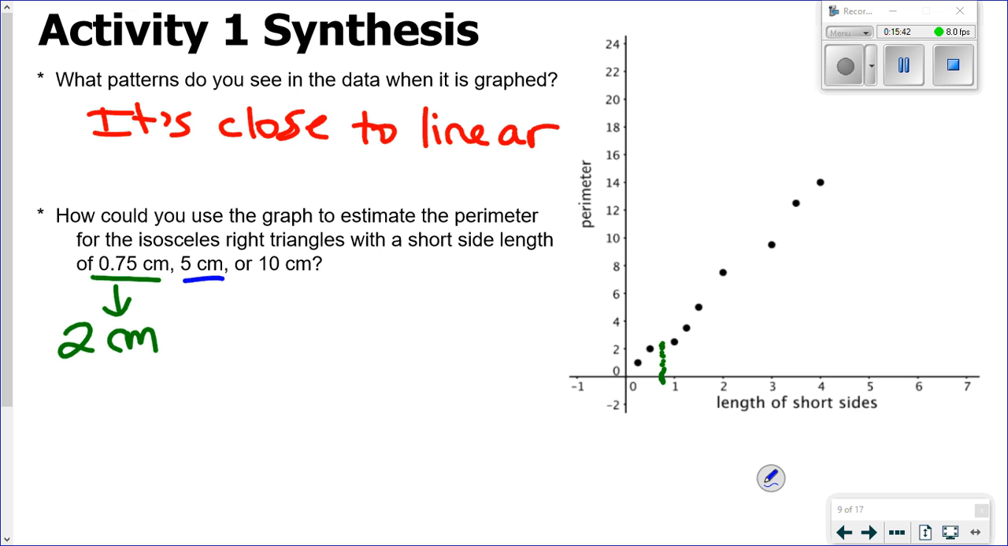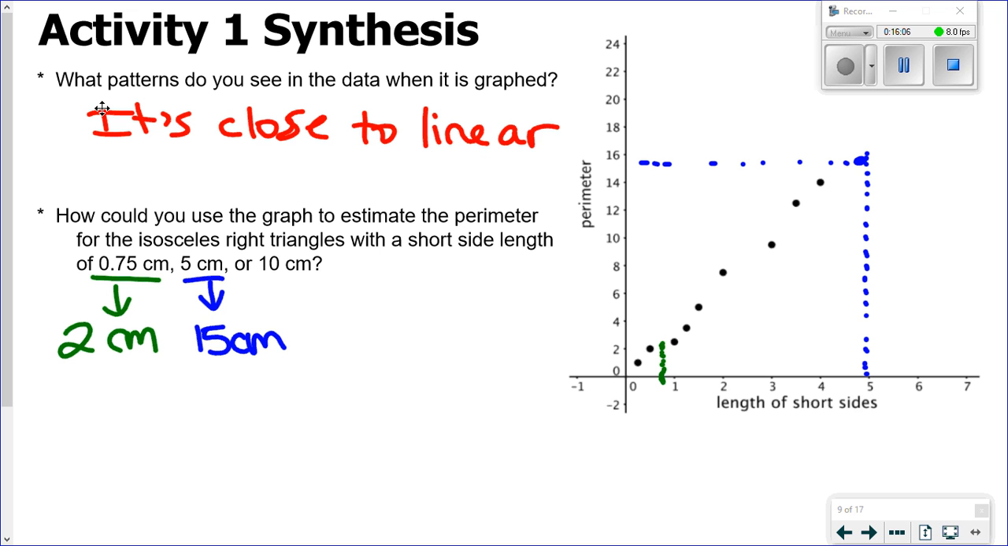So I'm going to use that same mathematical reasoning, and I'm going to go to 5, and I'm going to go up, up, up, where I think the data might fall, and I might get a point right around there, and I'm going to go across, and I'm going to see, oh, well, that's somewhere between 14 and 16. So maybe a logical estimation for the perimeter would be around 15 centimeters if my side length were 5.